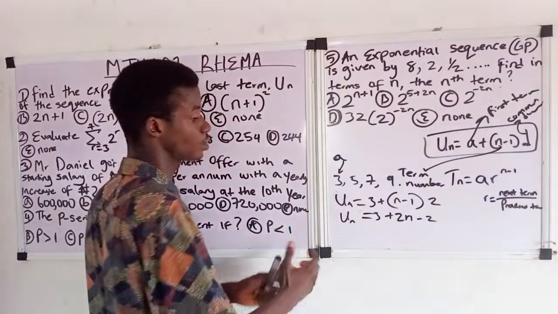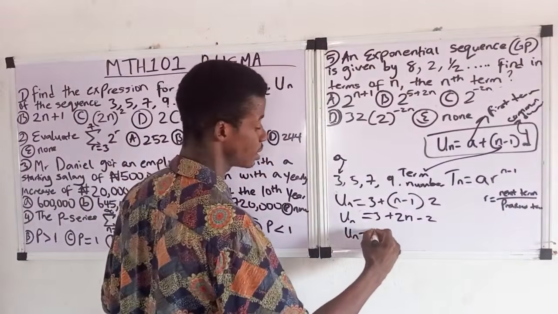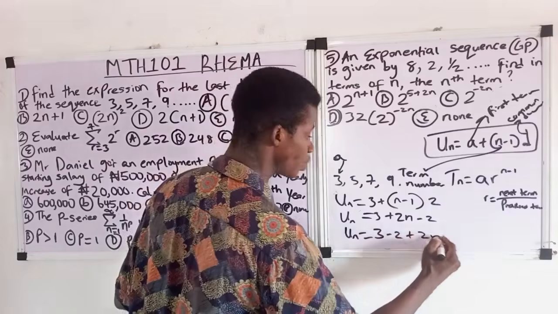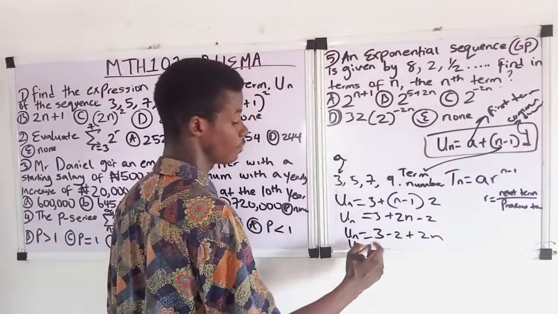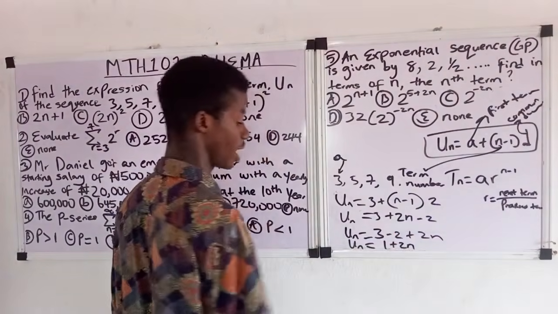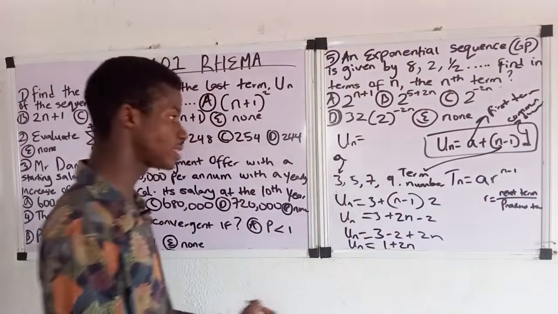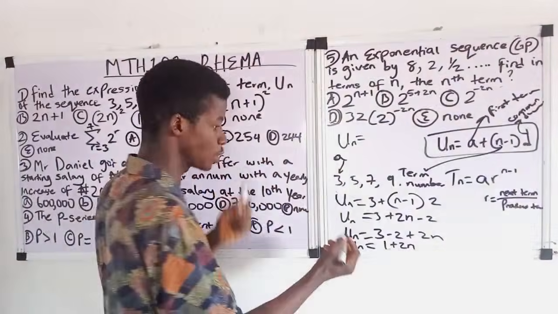Yes. Now if we continue, if we rearrange this, we have something like this: 3 minus 2 plus 2n, right? So we continue. 3 minus 2 gives us 1, right? So we're left with 1 plus 2n. Therefore, we have something like this: the nth term of this sequence is equal to what?